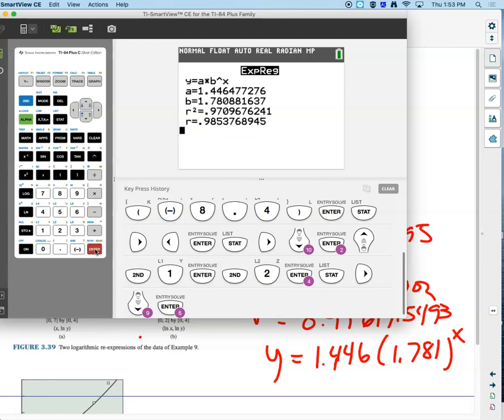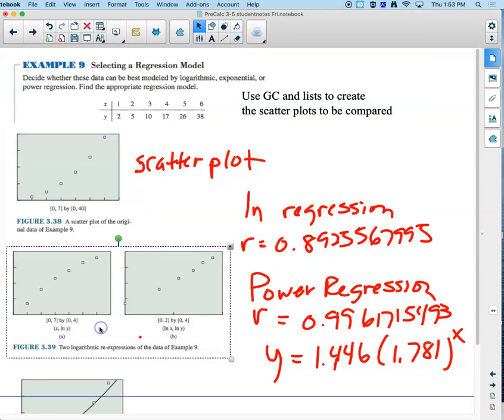It's actually 0.985, so it's not quite as good. The power regression model gives you a better regression than exponential regression. So this particular problem, while not necessarily a part of our objective, I think is really good for you to see: we have to look at the data and ask, what do I recognize this as? And what should I use for the regression?